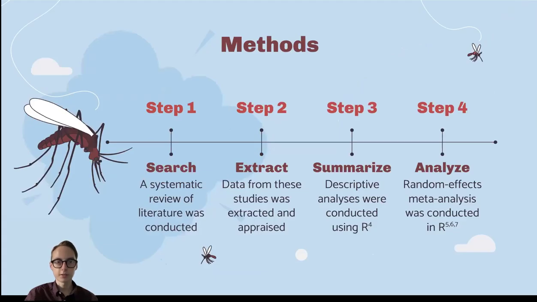This project had four major steps, the first being a systematic literature search that was conducted to identify studies reporting West Nile virus antibody testing results. This was part of a larger systematic review for the ArboTracker dashboard. Then data were extracted and critically appraised by two reviewers. Basic descriptive analyses were conducted using R. And lastly, a random effects meta-analysis was performed in R to estimate pooled seroprevalence.